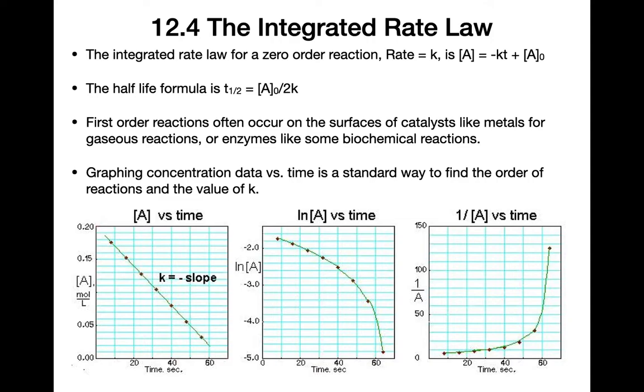Now, this only works if you have one reactant that affects the rate. If you have two reactants that are both affecting the rate, then it gets more complicated, obviously. You have one reactant changing concentration and affecting the rate, and then you have a second reactant also changing concentration and affecting the rate. You can't use a graphical approach in that case.